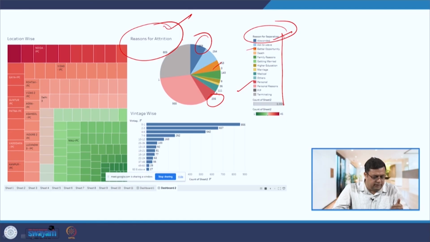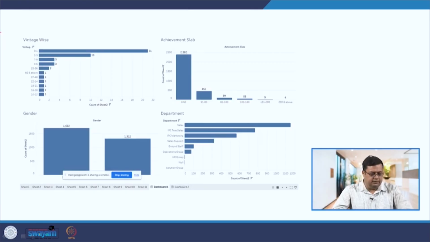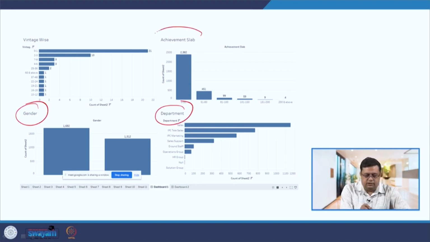And here you can see location wise also, right? So this dashboard is prepared through Tableau. Now you can see here gender wise, right? Department wise, achievements lab, right? So that is how you can make various types of line and bar graphs here.